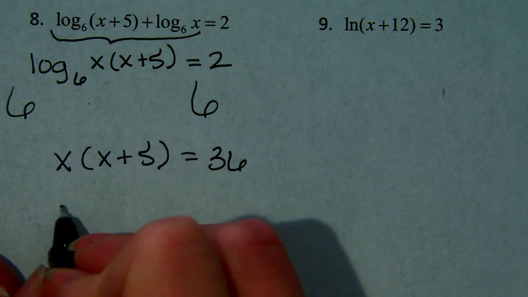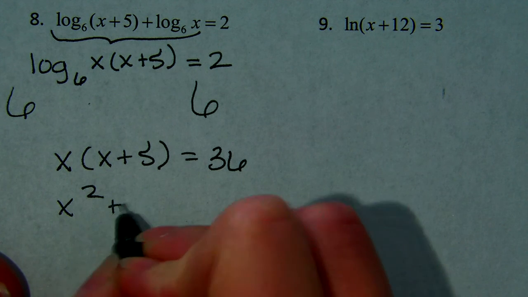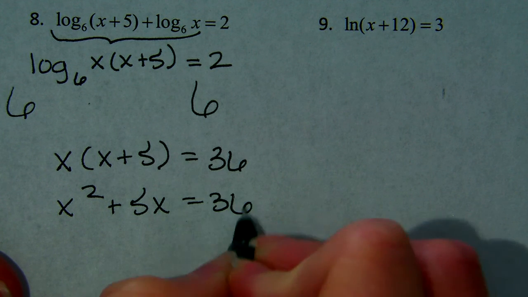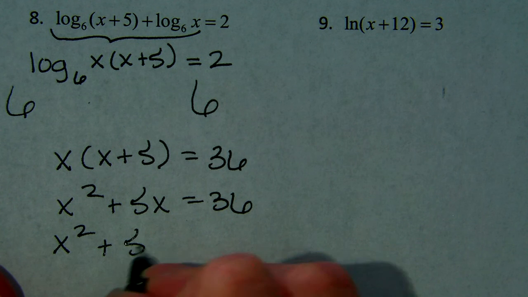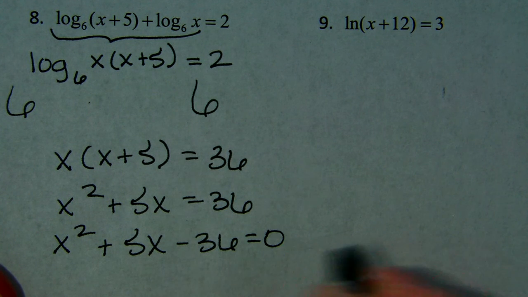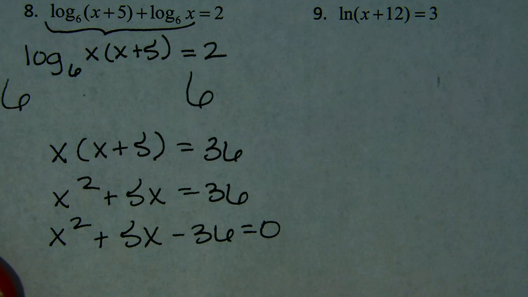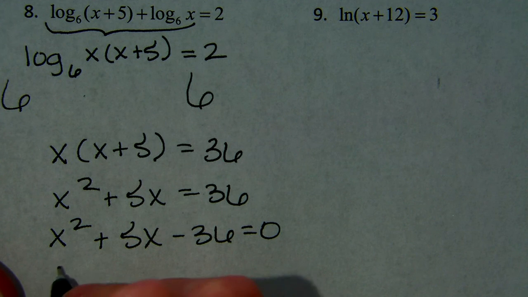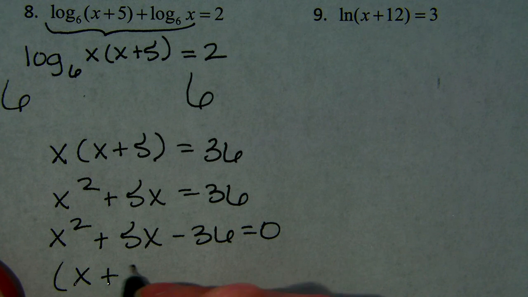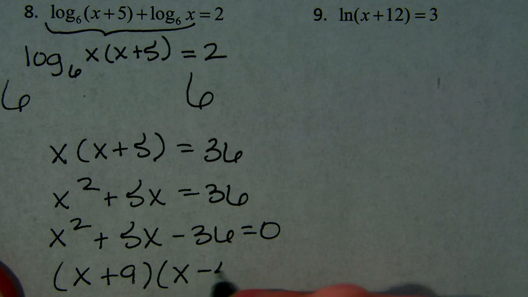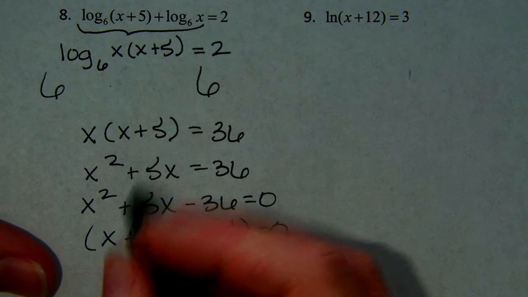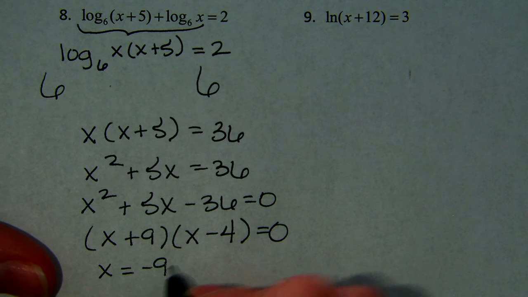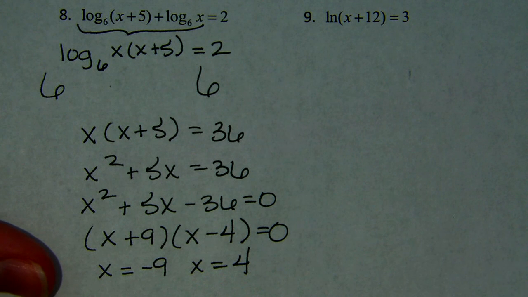And I know you guys are super excited because what you have here is a quadratic equation. And who wouldn't be super excited to solve that? So remember, we set it equal to 0, and then we try to factor. This factors to x plus 9 and x minus 4. I'm going to zoom out just a little bit. And that means x is equal to -9 and x is equal to +4.